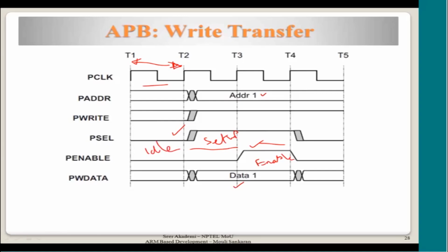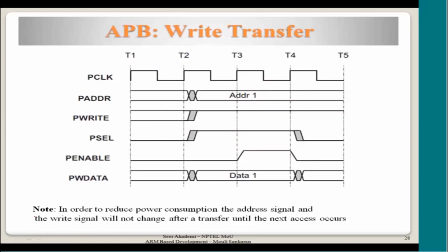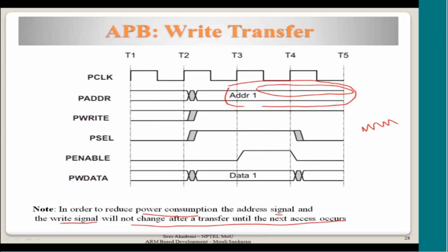So now you may wonder, why do the address and the write signal continue to be high? Why are they not driven low? In order to reduce power consumption, the address signal and the write signal will not change after a transfer until the next address occurs. As I told you, when there are not many signal transitions, the power consumption is reduced. And as you remember, this is not a tri-stated bus, so the peripherals need not be taken off the bus, or the bus need not be tri-stated.